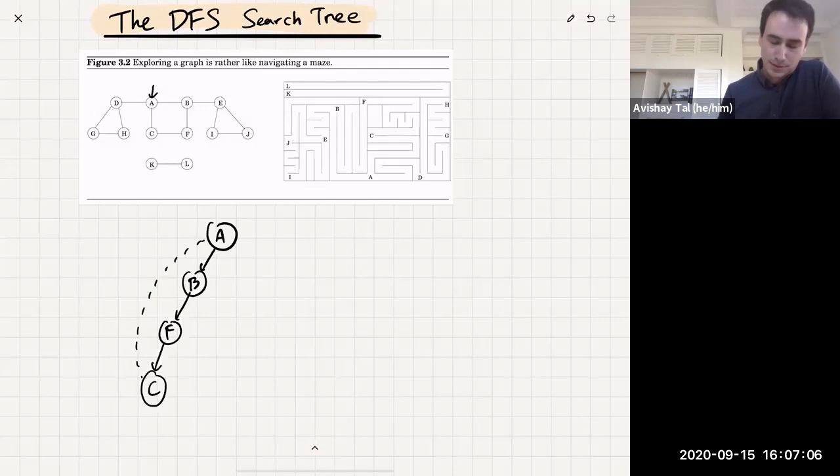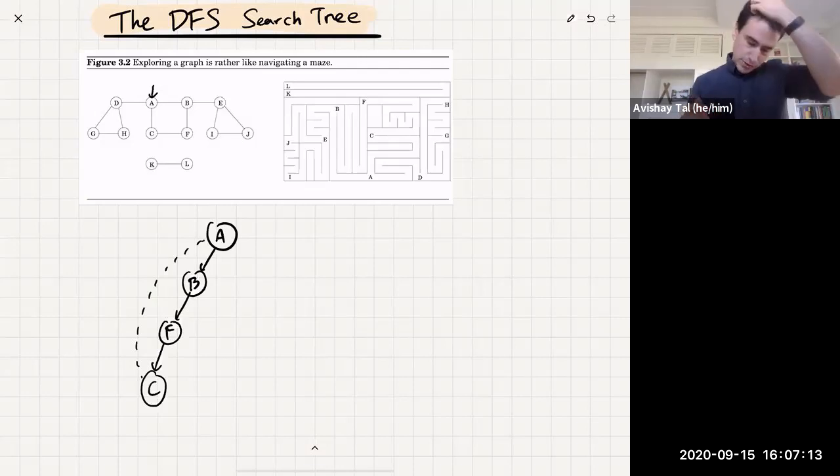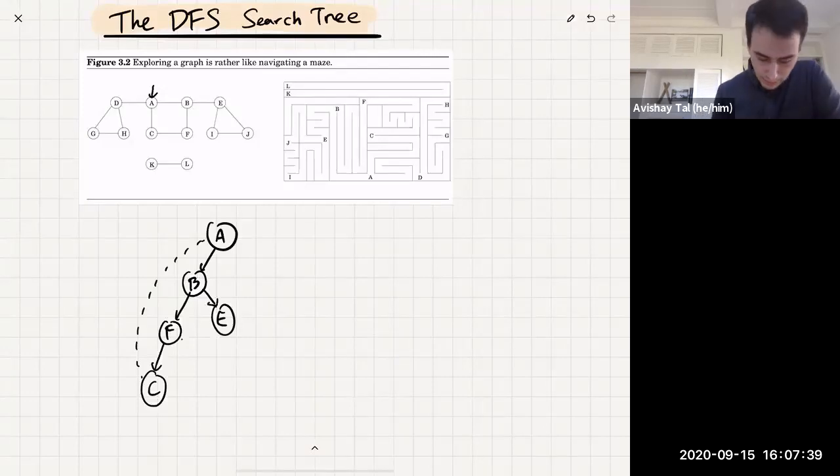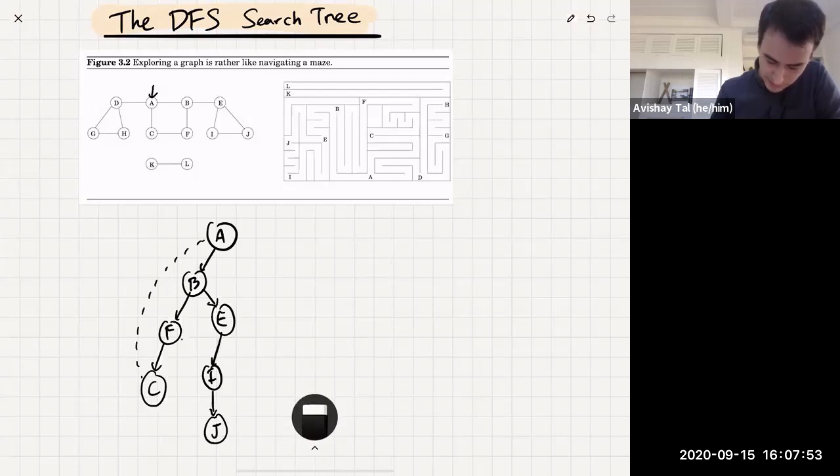I don't want to go in circles. So this edge is not an edge that I'm taking, it's an edge that I'm looking at. So C is checking whether A is visited, realizes A is visited and is not taking this route. Okay, so now we are done with C. So we backtrack because we explored all the neighbors of C. We explored all the neighbors of F, so we backtrack. Now we reach B. B has a neighbor, E, right? And E has a neighbor, I, and I has a neighbor, J. By the way, the fact that I'm drawing these arrows is a little bit confusing because this graph is undirected. So let's not do the arrows.